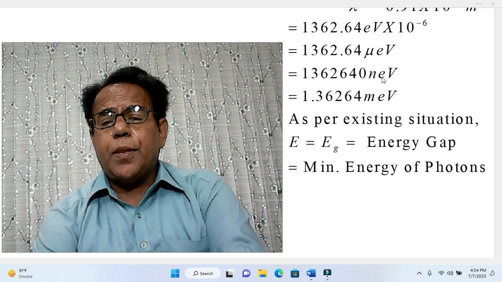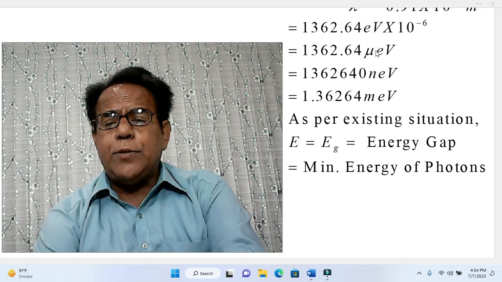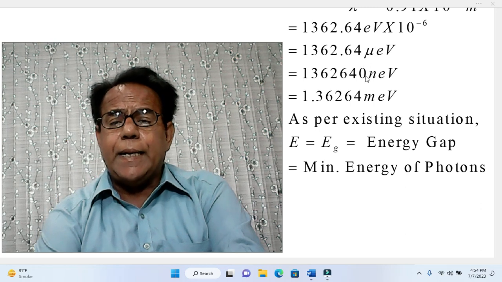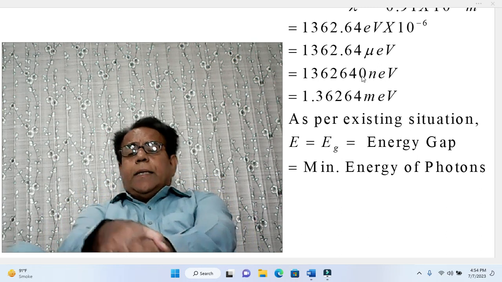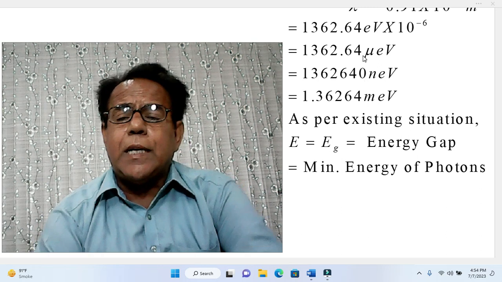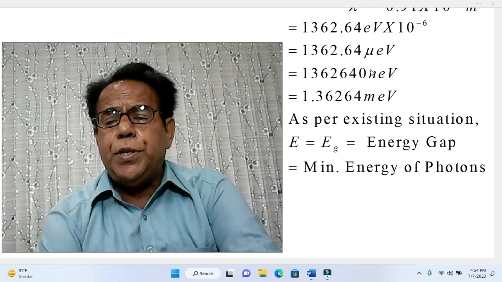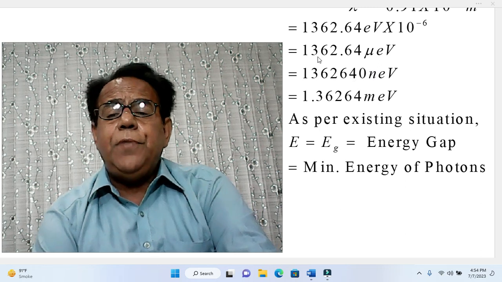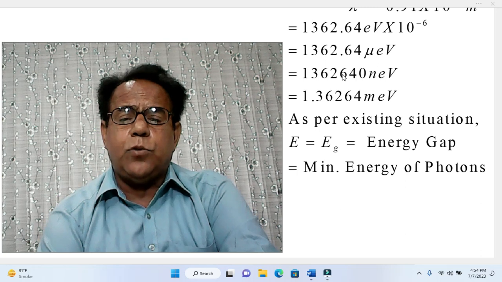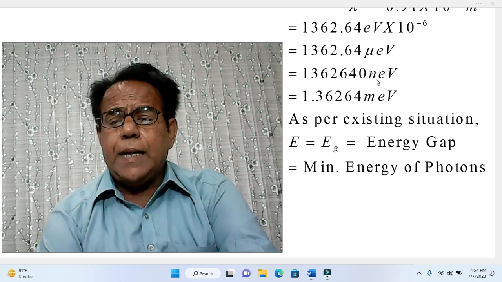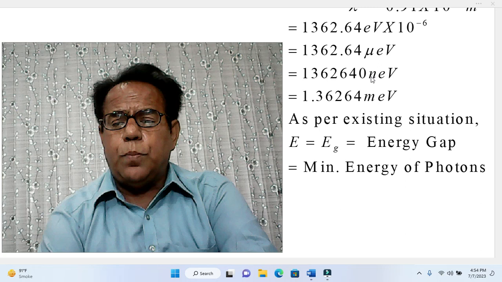Because micro is equal to 10 raised to the power minus 6 and nano is equal to 10 raised to the power minus 9. So when we convert this micro into nano, we will have to multiply the above factor with 1000. So alternatively it has taken this form.